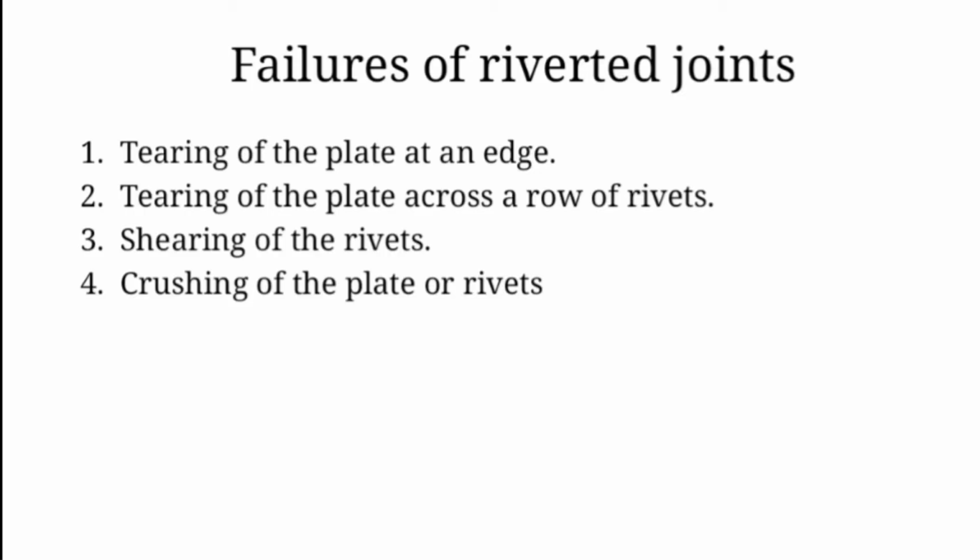These are the failures of riveted joints. First one is tearing of the plate at an edge. The second one is tearing of the plate across a row of rivets. Third one is shearing of the rivets. Fourth one is crushing of the plate or rivets. In the next slide we can see the details about the failures of riveted joints.